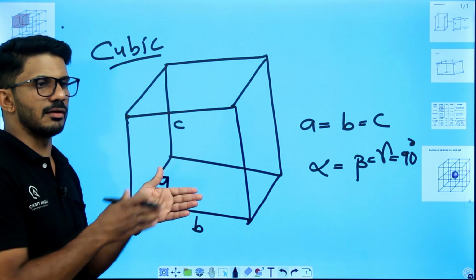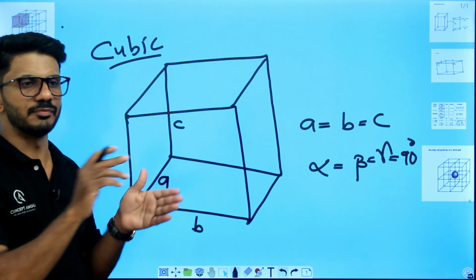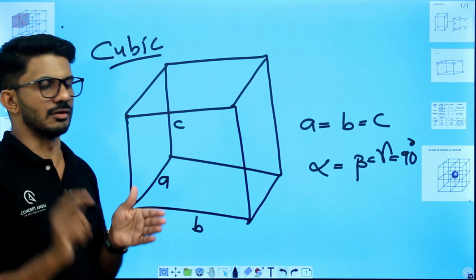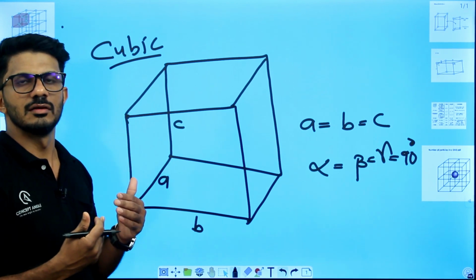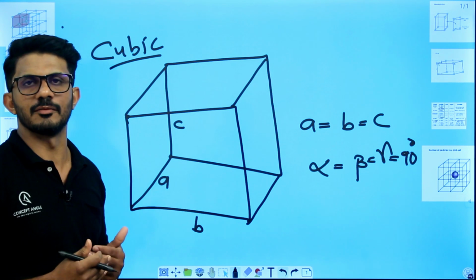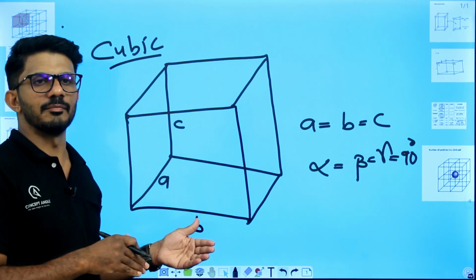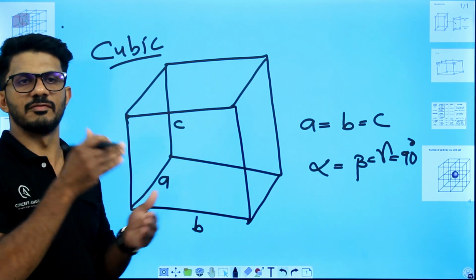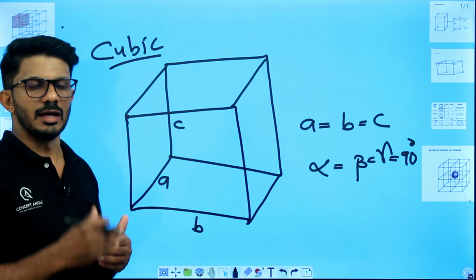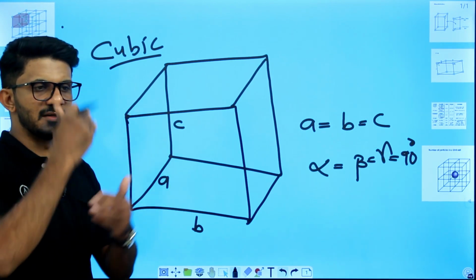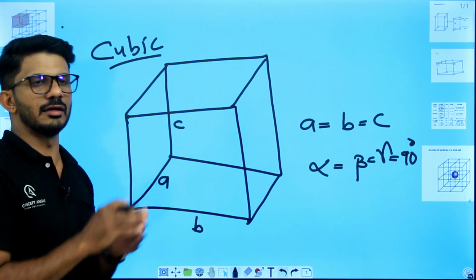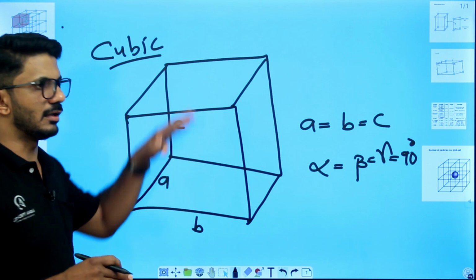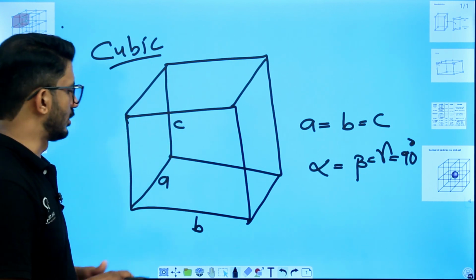That cubic is primitive. What is primitive? The particles are present only at the corners. That is body centered: apart from the corners, particles are also present at the body center. Face centered: particles are also present at the face centers apart from the corners. And if particles are present at only two opposite face centers and the 8 corners, that is called end-centered. That is cubic. It is not necessary to be cubic.